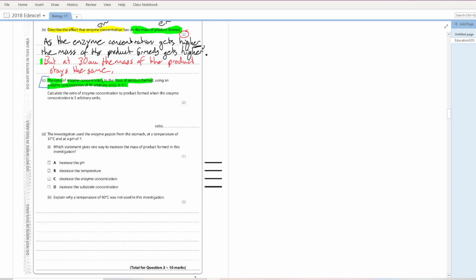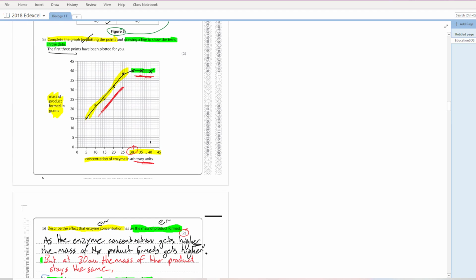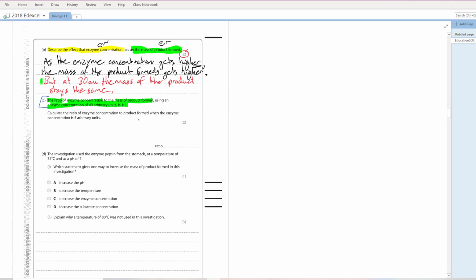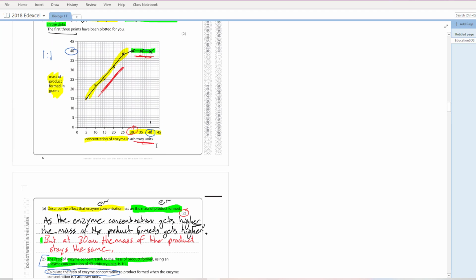The ratio of enzyme concentration to mass of the product formed using an enzyme concentration of 40 arbitrary units is 1:1. So let's look at the graph. At 40 arbitrary units, I have 40 grams of the product formed. So I understand that that ratio is 1:1. Now let's look back at the question. So the question says calculate the ratio of enzyme concentration to product formed when the enzyme concentration is 5 arbitrary units.